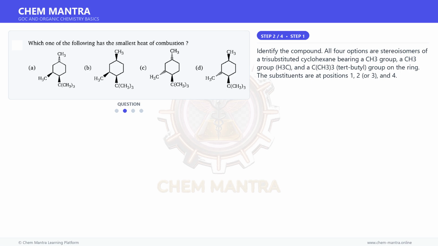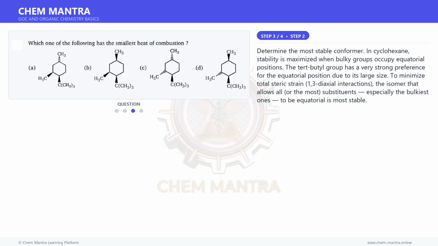Identify the compound. All four options are stereoisomers of a trisubstituted cyclohexane bearing two CH3 groups and a 3-tert-butyl group on the ring. The substituents are at positions 1, 2, 3, and 4. Moving on to the next step.